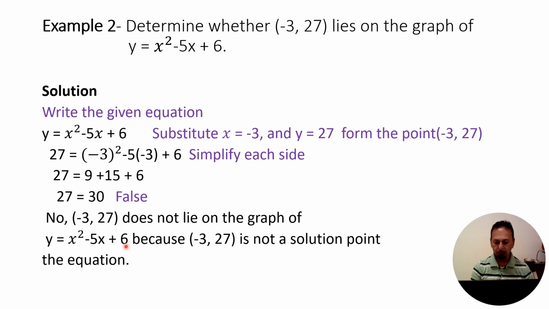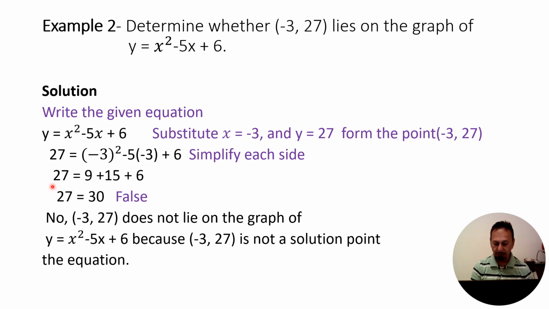So here is example 2. Determine whether (-3, 27) lies on the graph of y equals x squared minus 5x plus 6. So let's write down the given equation y equals x squared minus 5x plus 6 and substitute x equal to minus 3, y equal to 27 from the given point (-3, 27). So y becomes 27 and x becomes negative 3 squared, and then minus 5 times negative 3, and plus 6. So let's simplify each side.